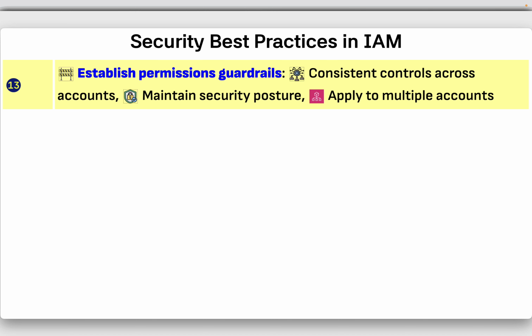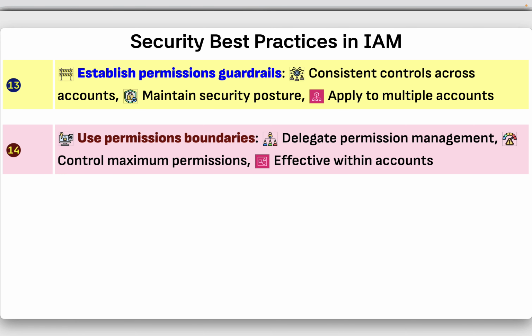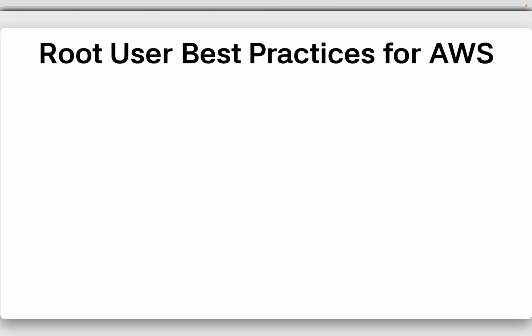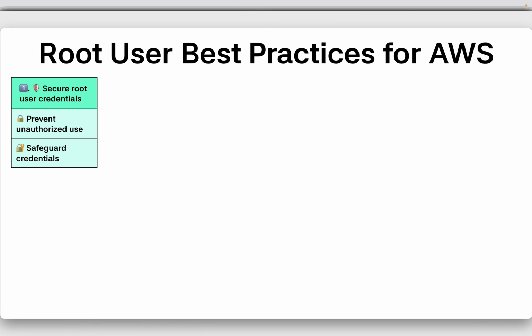Establish permissions guardrails. Set up guardrails across multiple AWS accounts to maintain a consistent security posture. Use permissions boundaries. Implement permissions boundaries to delegate permission management within an AWS account effectively. Root user best practices for AWS. First one, secure root user credentials.